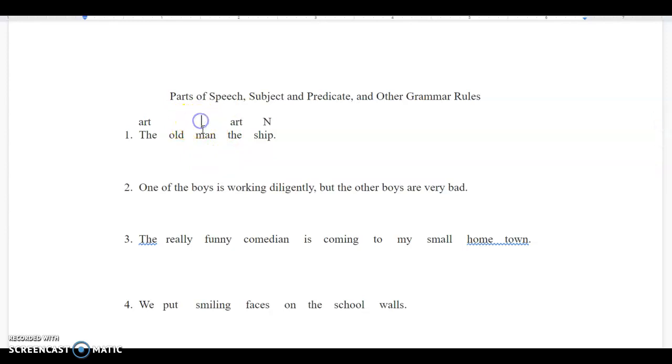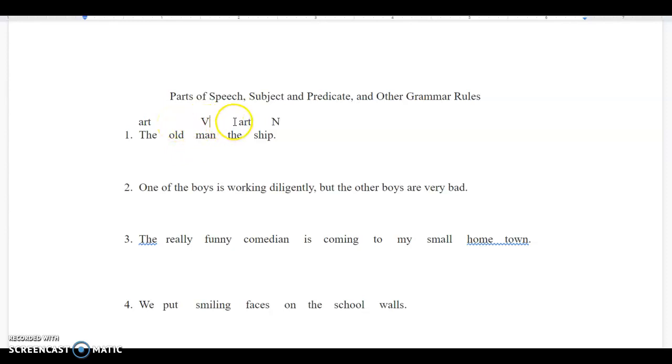So man is actually your verb. Manning the ship, right? Like take control of it. So man is your verb. Now, you're so used to seeing man as your noun that it's hard for you to see man as your verb. But in the sentence, this is what it's doing. It looks like a noun, but it's acting like a verb.